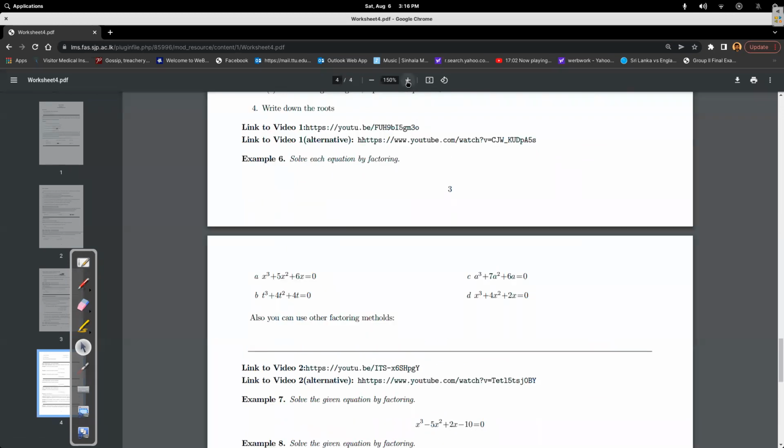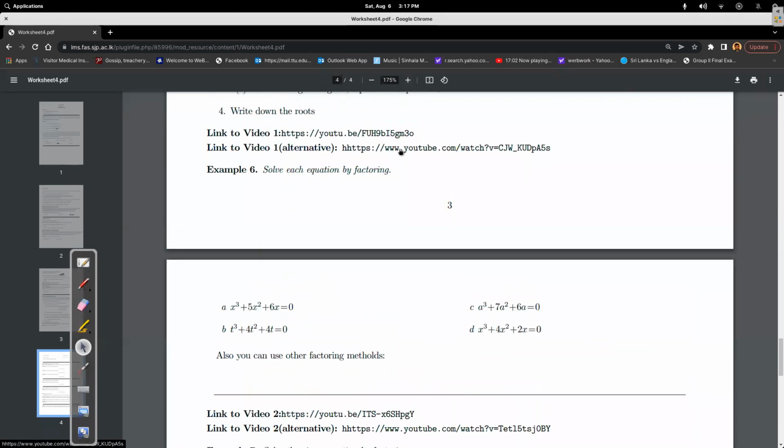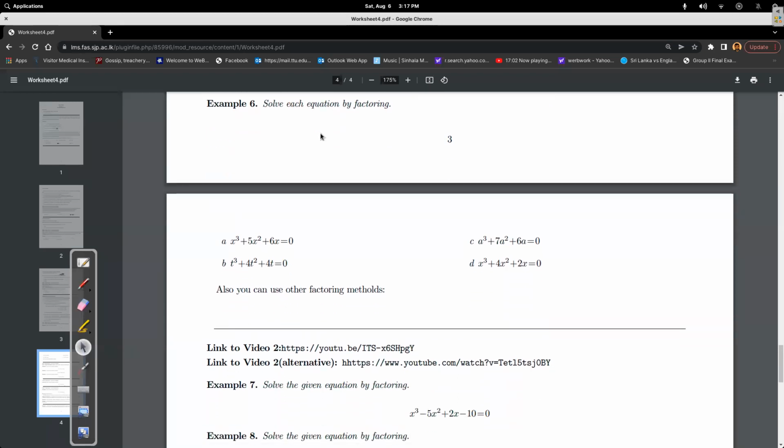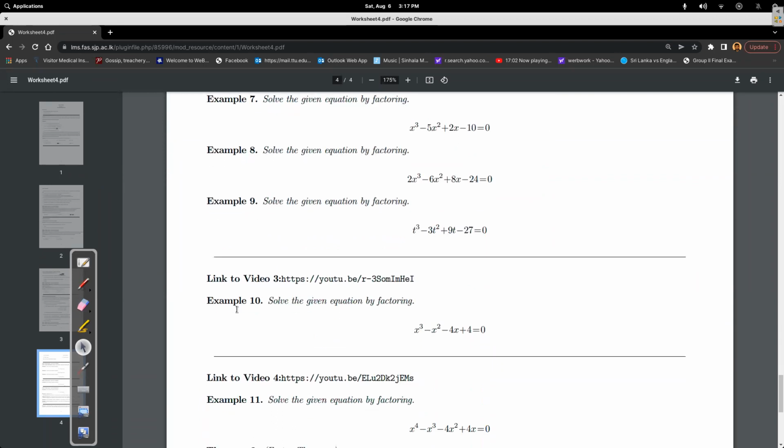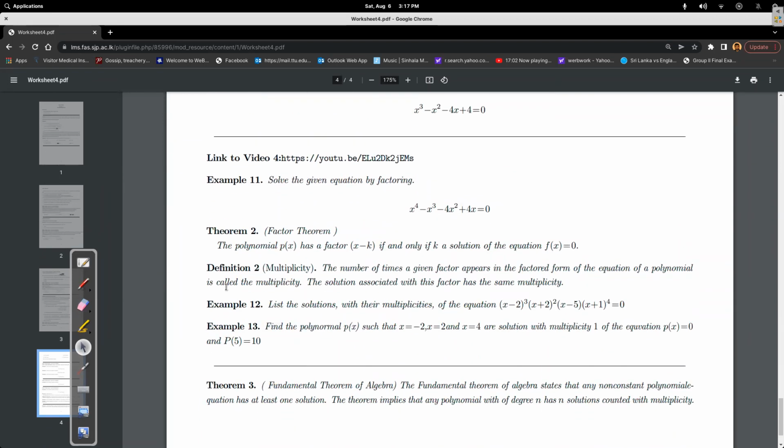So this one you need to use that common factoring method from the previous worksheets. Okay, so I'll do one and then see whether you need more. Then we can go to factoring x cubed plus 5x squared plus 6x. Oh no, 12, not 6, sorry. Okay, factor theorem.